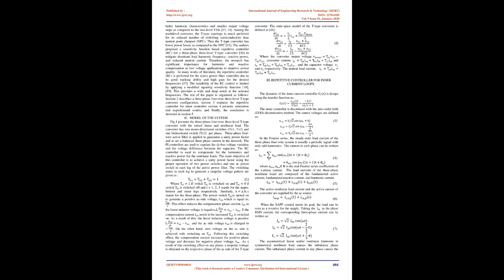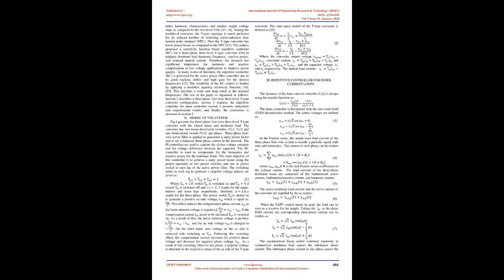The D-Y transformer connected in series with a reduced switched three-phase active filter has been proposed in [12] to achieve a reduction of neutral current. However, the delta-star transformer is expensive and its filtering performance depends upon its installation location. Multilevel pulse width modulation has advantages of higher efficiency up to a medium switching frequency range, better harmonic characteristics, and smaller output voltage steps as compared to two-level VSIs [13, 14]. Among the multilevel converters, the T-type topology is much preferred for its reduced number of switching semiconductors compared to neutral point clamped (NPC).